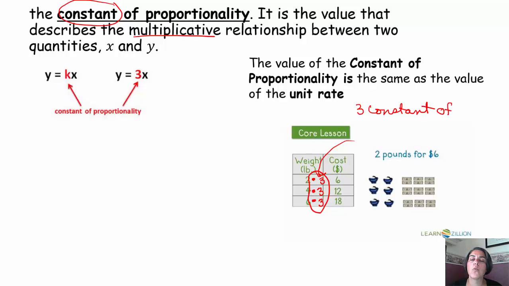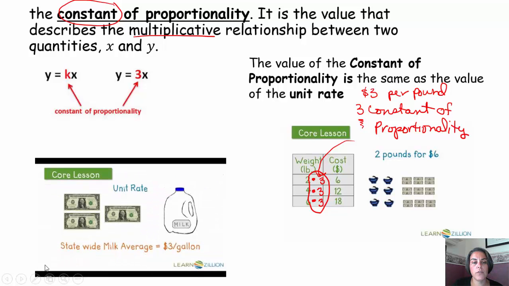And we've actually worked with this several times, even though I haven't used this exact verbiage. Every time we figured out if a table of values was proportional, if the quantities within the table were proportional, we figured out what we could multiply by every time. We were finding the constant of proportionality every time. And all that constant of proportionality means is $3 per pound of rice. Every time you buy another pound of rice, you're going to pay another $3. So that's our unit rate also.